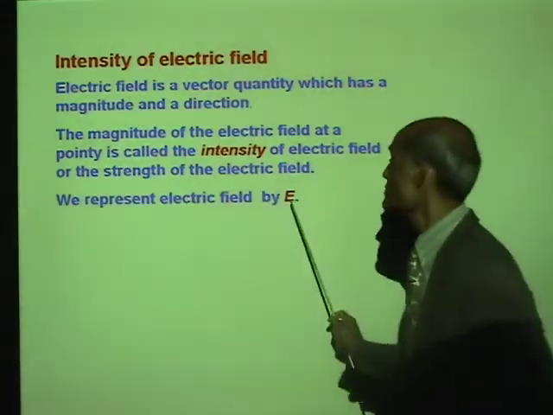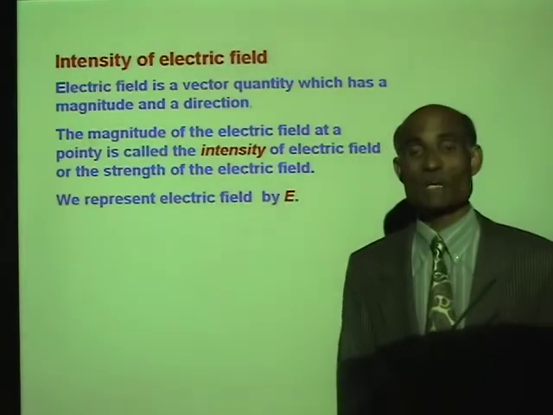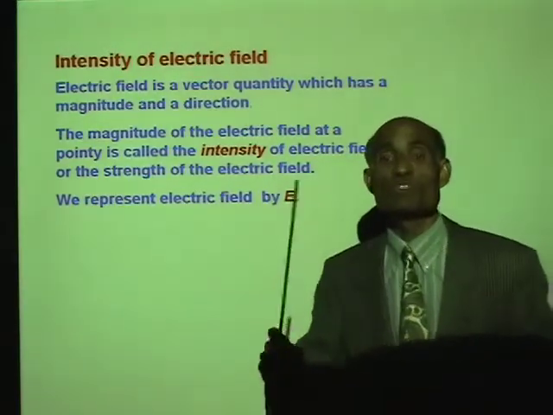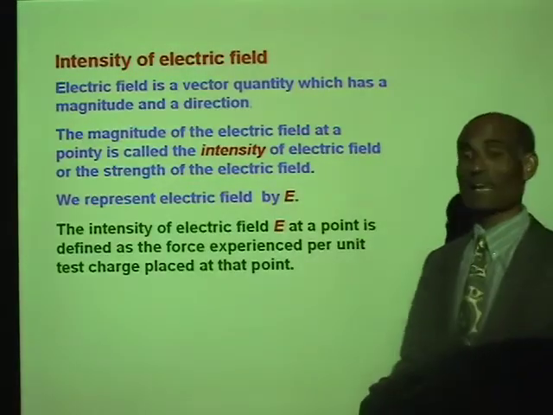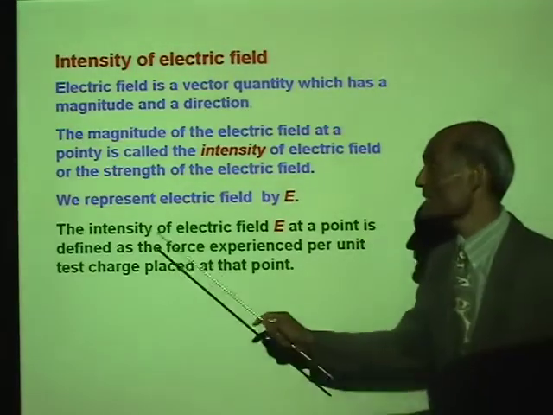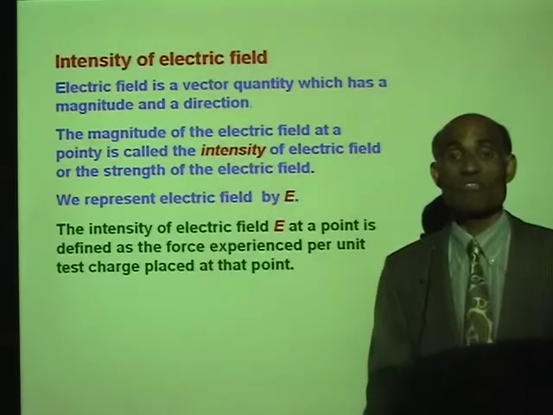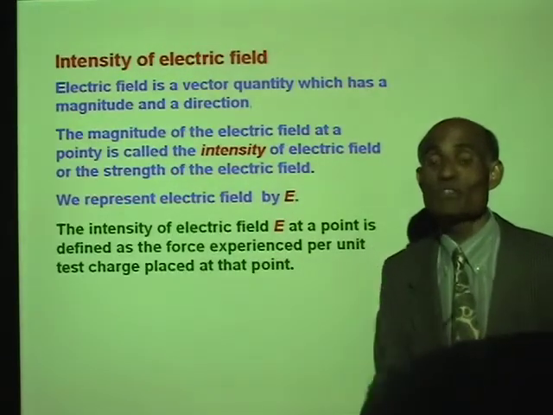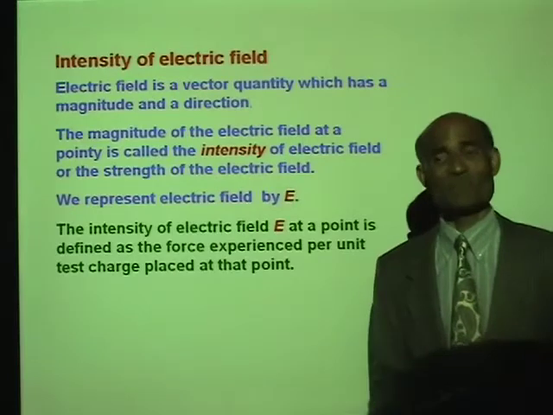Now, we represent the electric field by the capital letter E. Whenever we want to represent an electric field, we use the capital letter E. And I have the definition of electric field. The intensity of electric field at a point is defined as the force experienced per unit test charge placed at that point. What does that mean?